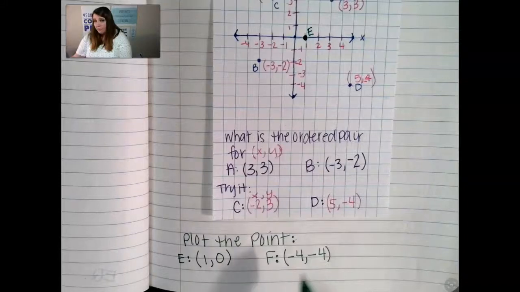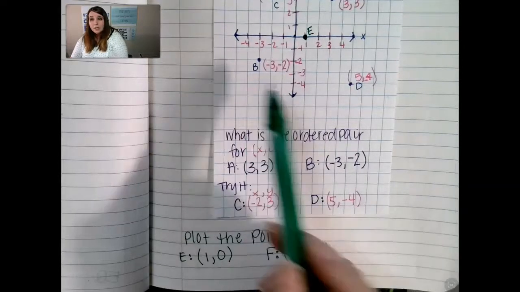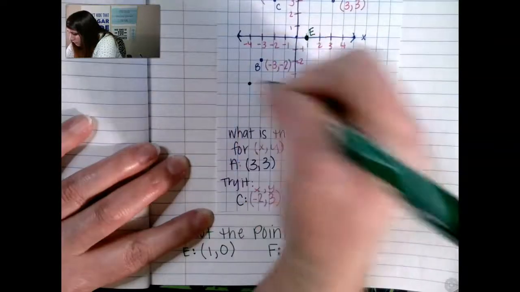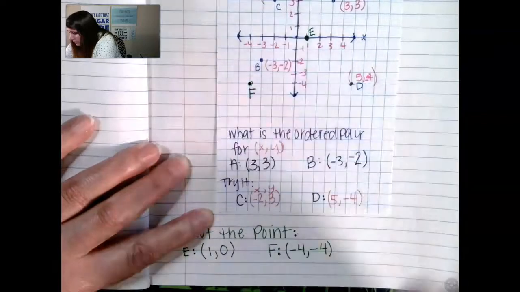For F, F wants me to go all the way over to -4, so I start at 0, 0, and on the X I go to -4, and then I'm going to go down to -4 because again we're on the negative, so I'm going below sea level. If that was a thermometer, I'd be below sea level. So -4, -4, that one is F.